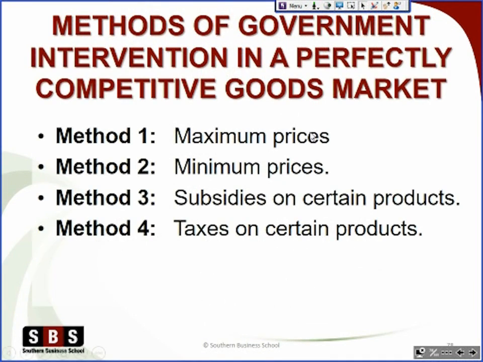Then minimum prices, maximum prices and minimum prices, subsidies and taxes, that's all government intervention in a perfect competitive goods market. So remember, in a free market, the demand and supply determines the price, the market system. But government can intervene. That's why we've said we've got a mixed system in South Africa. And if you ask, how can the government intervene in a perfectly competitive goods market? They can use maximum prices or minimum prices or subsidies on certain, or taxes on certain products.